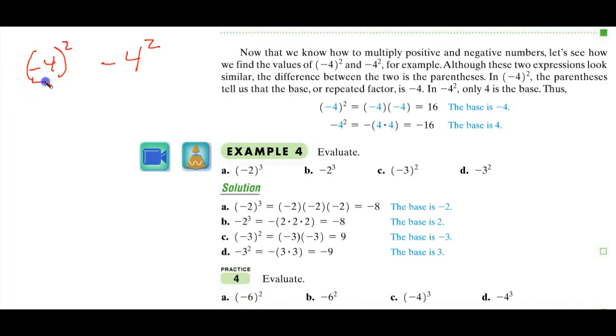Here your base is a negative 4 that you're going to square. So negative 4 times negative 4 gives you a positive 16. Now here, what is your base? Well, your base is only the 4. The negative is not included. So you square the 4, get 16, then you apply the negative sign. This is really critical. You don't want to make that error because you didn't know the rules, okay?